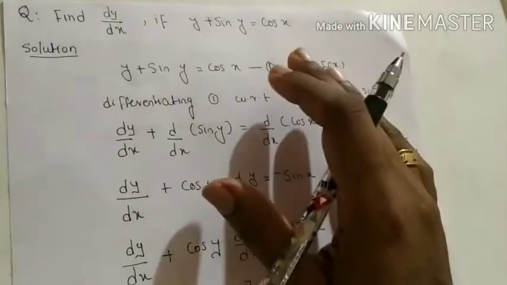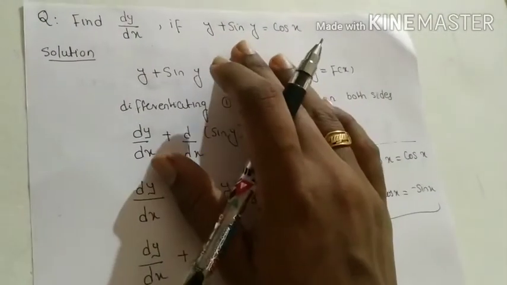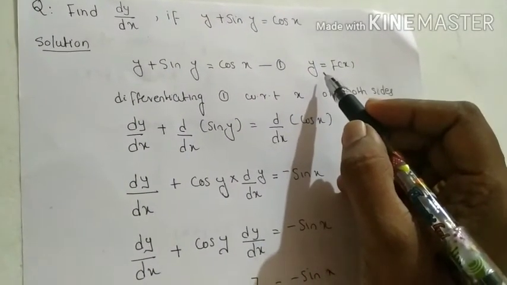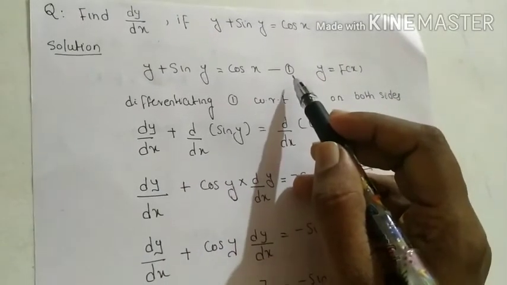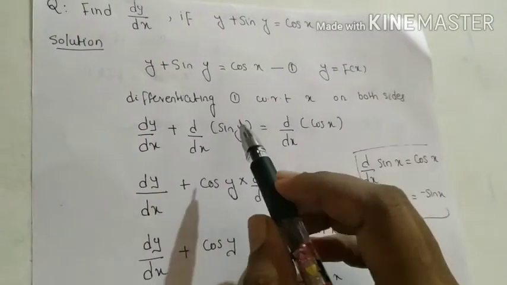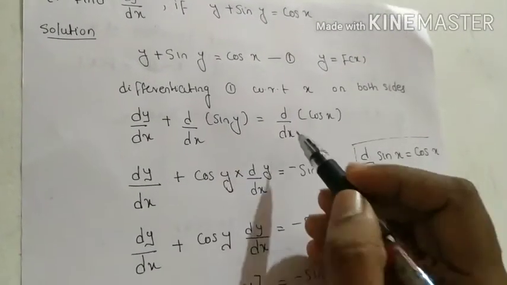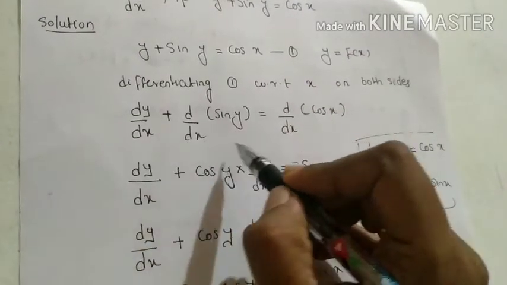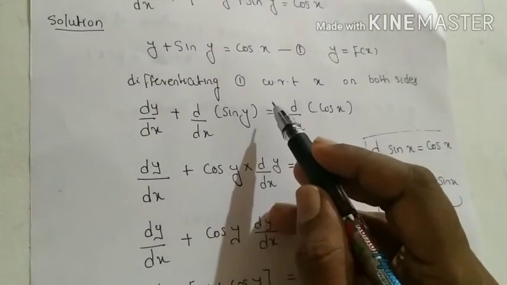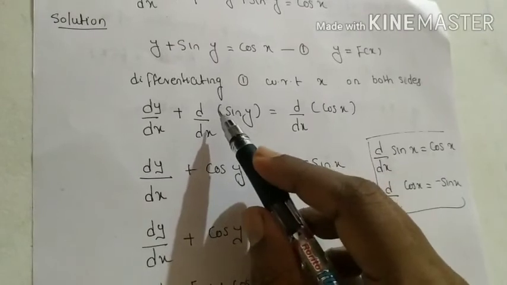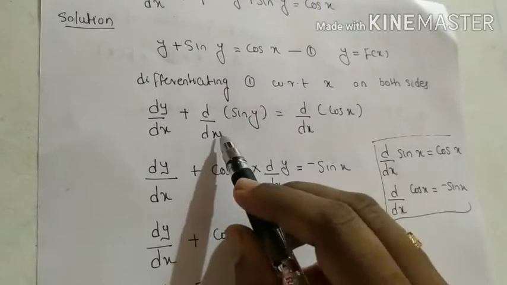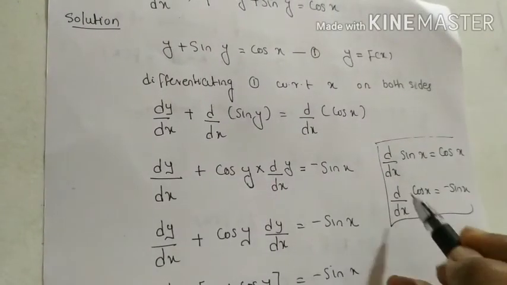So here, this is an implicit function, so it cannot be written in the form of y equal to f of x. So let's name it as equation number 1 first, and then differentiate with respect to x on both sides. And don't forget to use the chain rule here, because here y is another function. Okay, so we only know the standard derivative of sin x. Here we have to find the derivative of sin y.